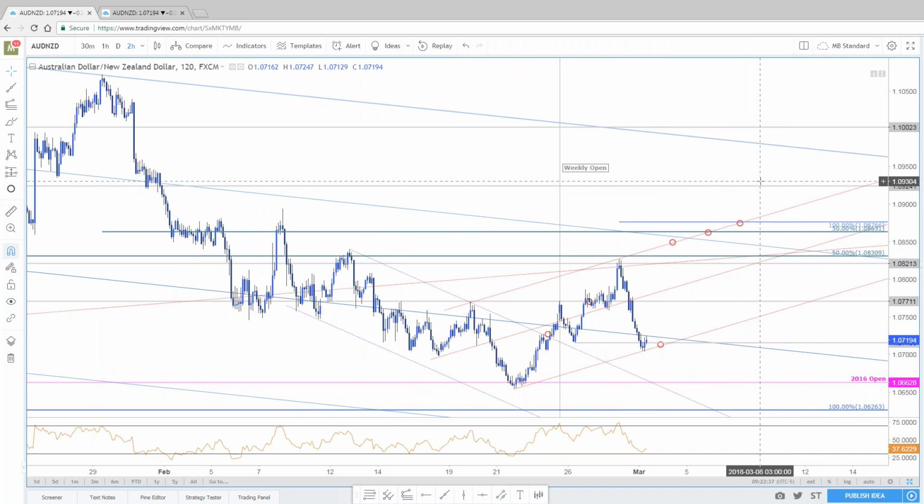Okay. And that is Aussie Kiwi. So guys, those are the setups that I've been following on this side.